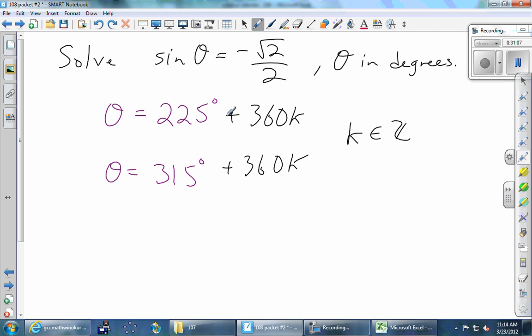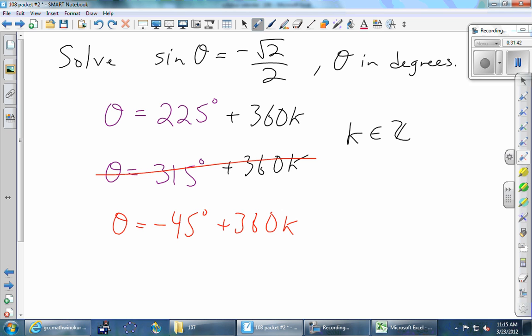One group had a different answer. I'm going to cross this one off. What did you guys say? Theta equals negative 45 plus 360k. Is that all right? Sure, because negative 45 lands on the same place as 315. If you subtract 360k's, same thing. Makes no difference. So again, lots and lots of different possible right answers.